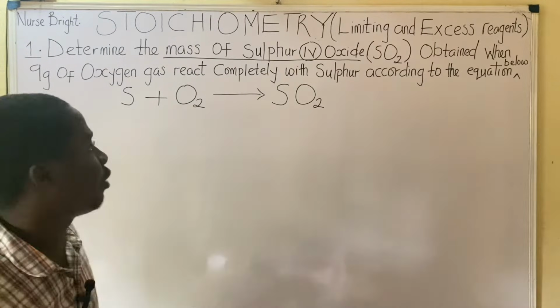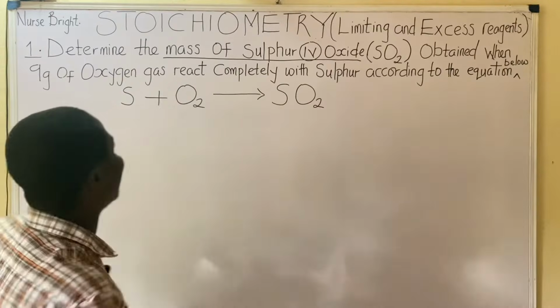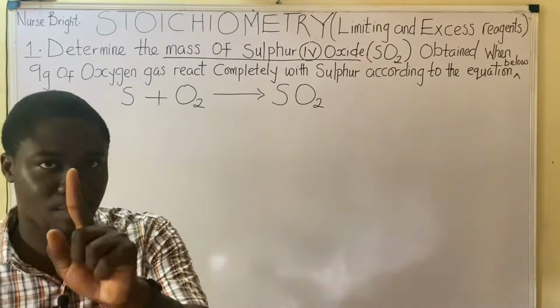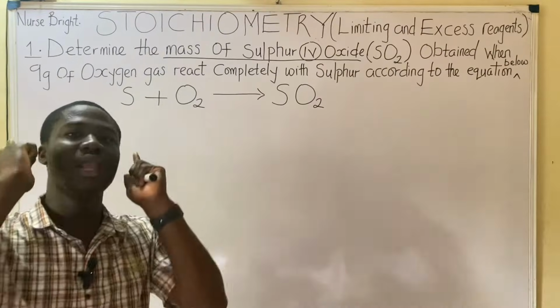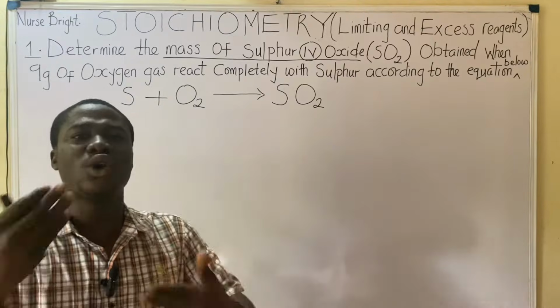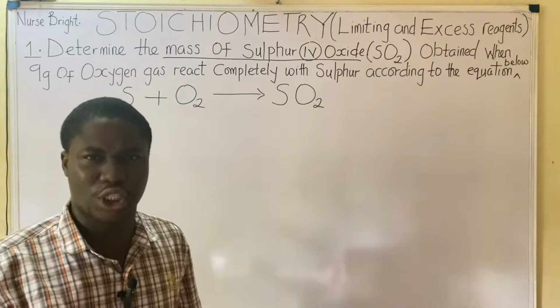So let's progress. How do we now get the mass of sulfur dioxide? Now let me explain something to us. In the aspect of chemistry, stoichiometry, it is all about relationship.